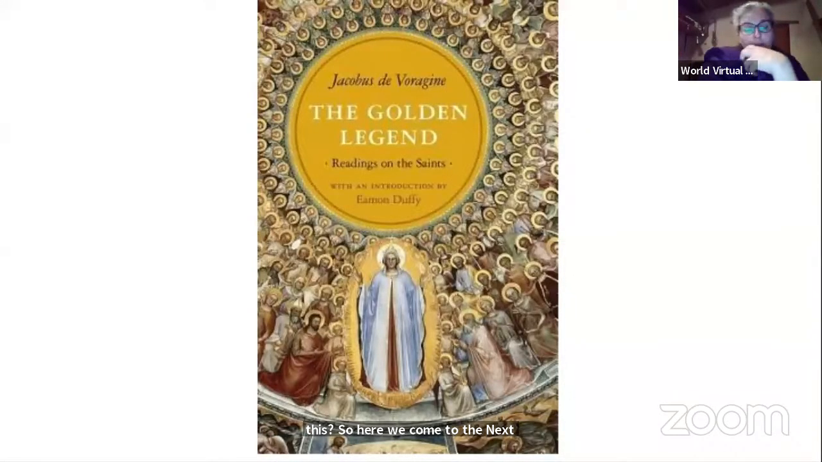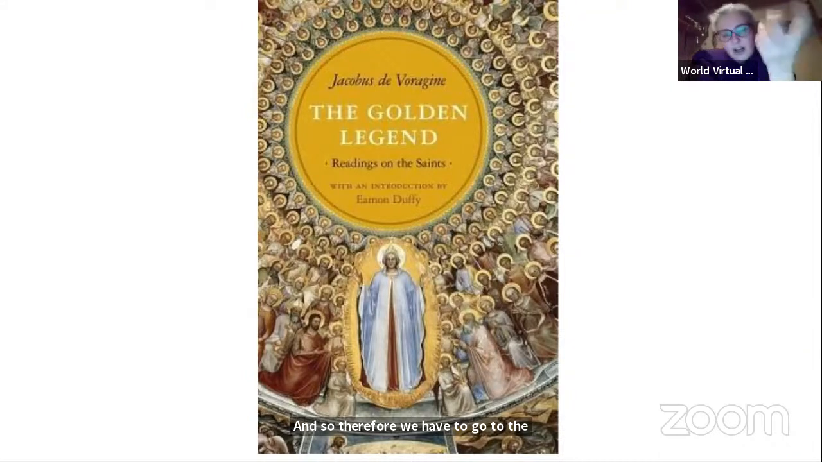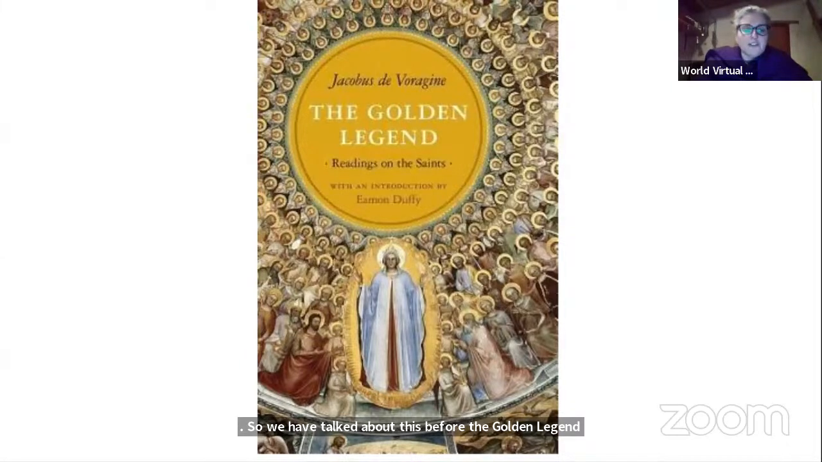And the next interpretation is completely different. And so therefore we have to go to the Golden Legend. So La Légende dorée, Jacopo da Varazze. We have talked about this before. The Golden Legend is a kind of book with all lives of the saints. So these are all biographies of the saints. This book was written in the 13th century. And Piero della Francesca, who painted this panel, he knew this book very well.